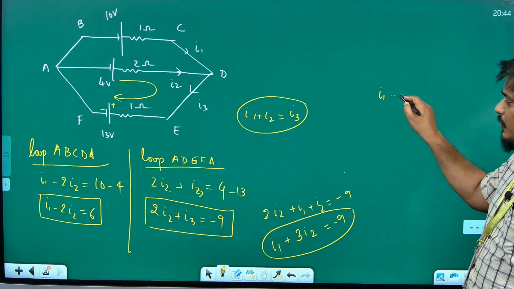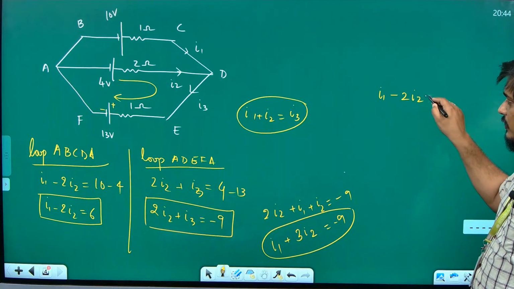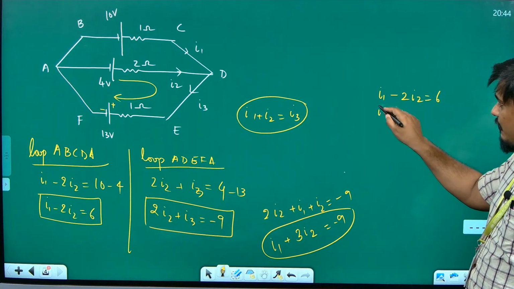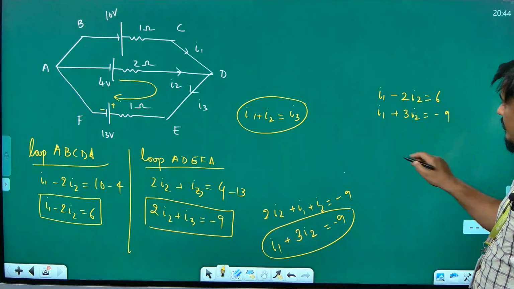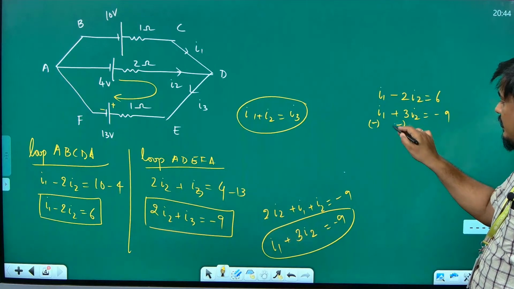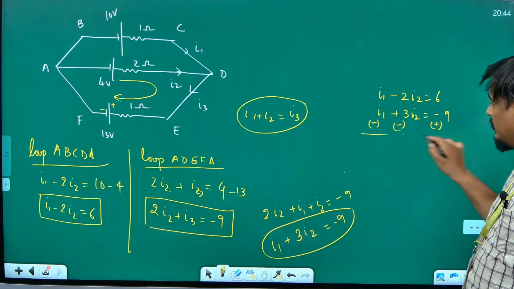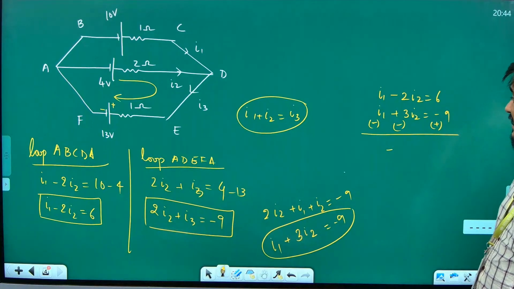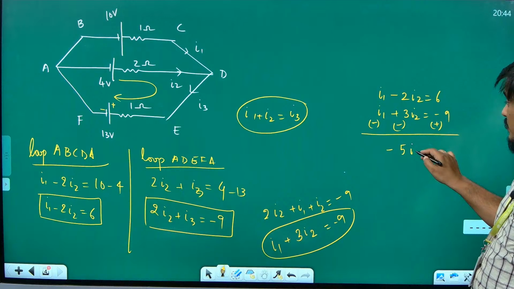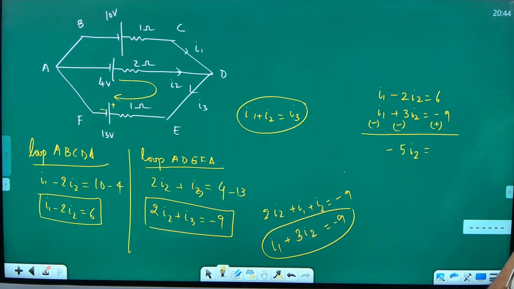So one equation is I1 minus 2 I2 is equal to 6. Here I have got I1 plus 3 I2 is equal to minus 9. Subtracting, this will become negative, negative, positive. So you are going to get 0. Here you are going to get minus 5 I2 and here you are going to get 15. So I2 will become equal to 15 by 5 is 3, minus 3 ampere. So I3 has come as minus 3 ampere.